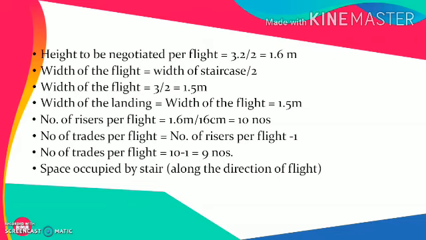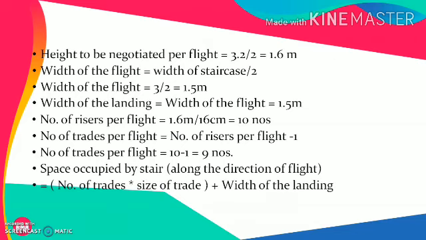The space occupied by the stair along the direction of flight equals number of treads into size of treads plus width of landing, which equals 9 treads. We have assumed the size of tread equals 25 centimeters, so 9 into 25 centimeters plus the width of landing we have assumed as 1.5 meter. So overall it will be 3.75 meter, which is lesser than the available size of staircase in terms of length, so it is acceptable.